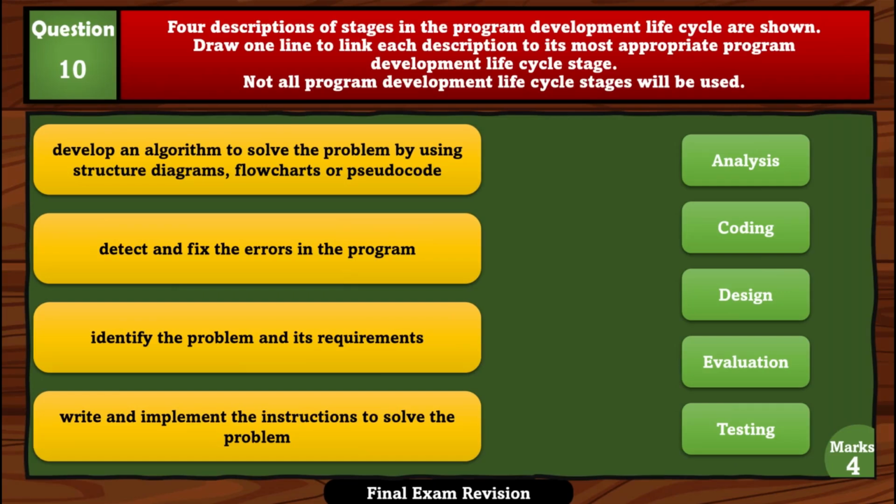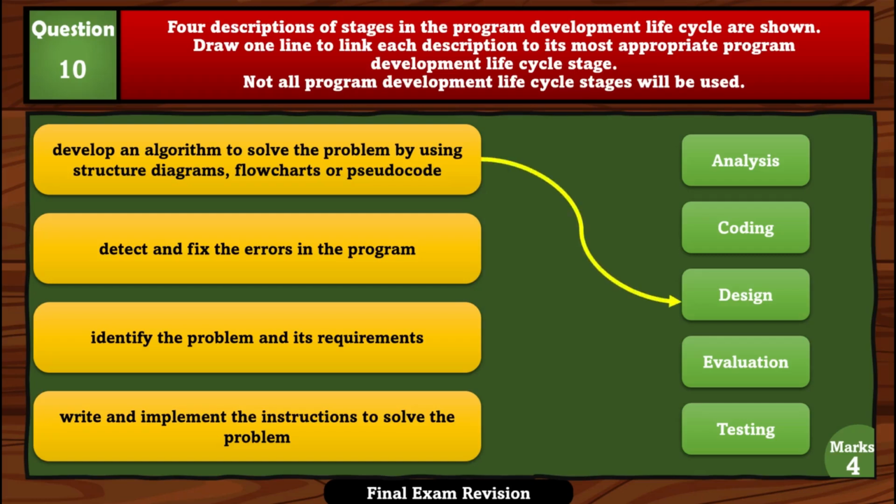Question 10. 4 descriptions of stages in the program development life cycles are shown. Draw one line to link each description to its most appropriate program development life cycle stage. Not all program development life cycle stages will be used. Statement number 1. Develop an algorithm to solve the problem by using structure diagram, flowchart, or pseudocode. So that is design stage.